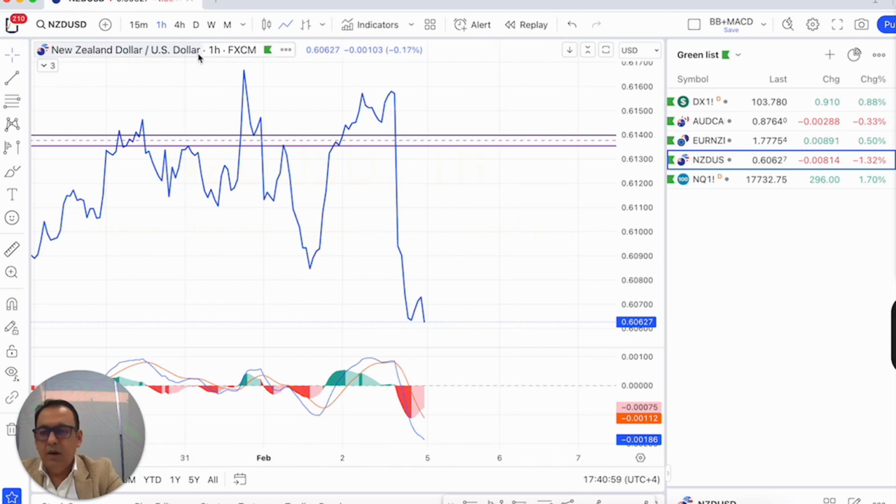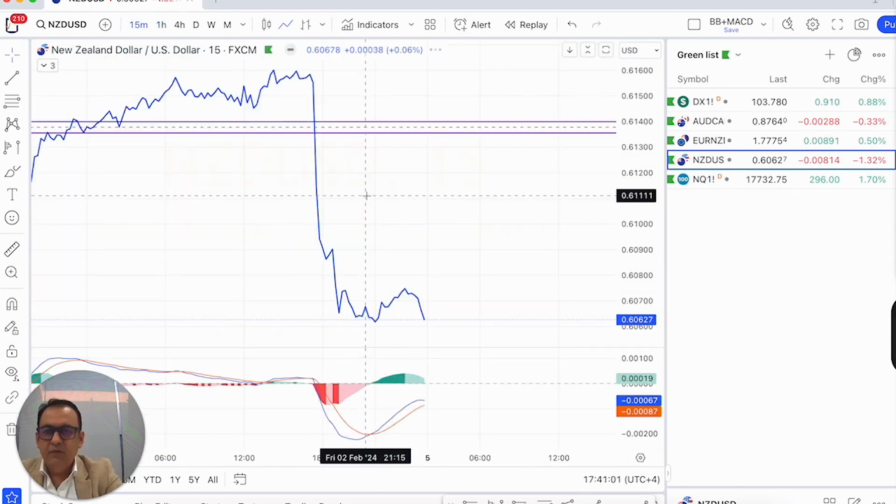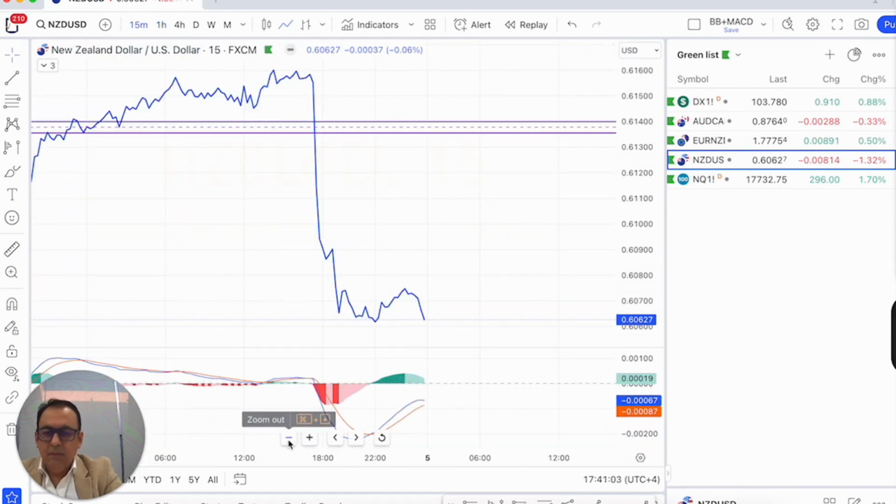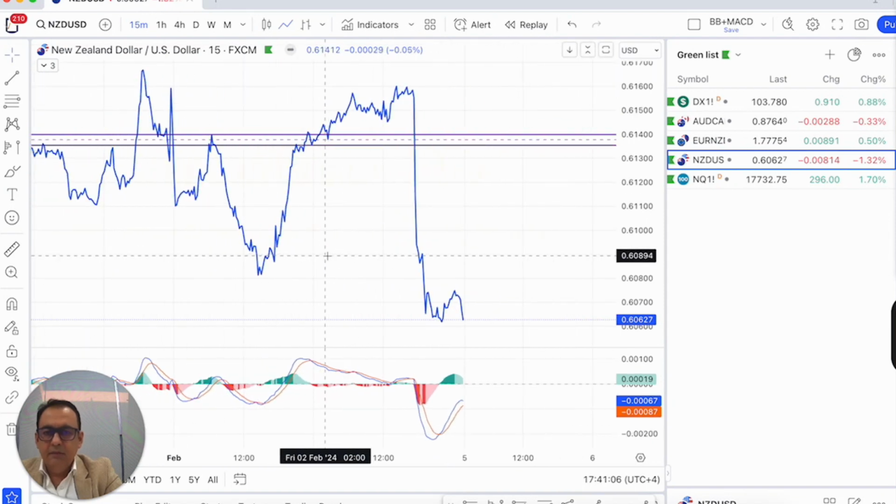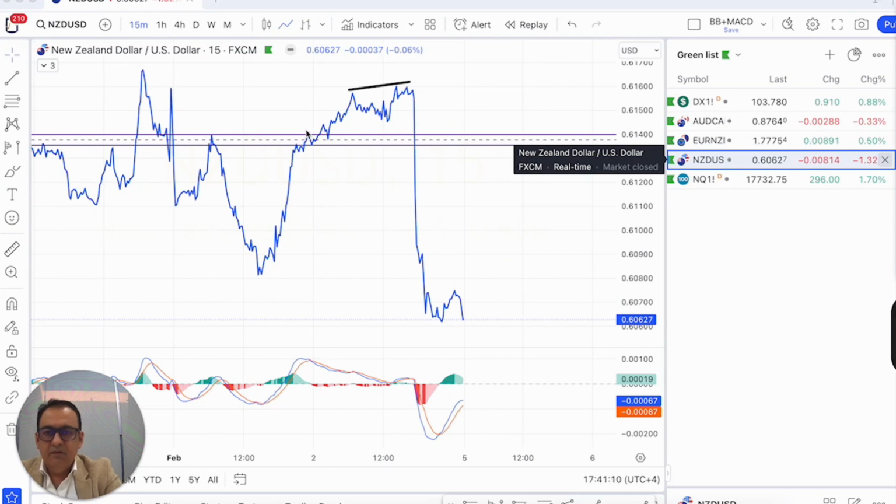So 1 hourly chart is still bearish. Moving to 15 minutes, again, lower lows and lower highs with no signs against bearish divergence coming into play here, even a wider one, break of structure.